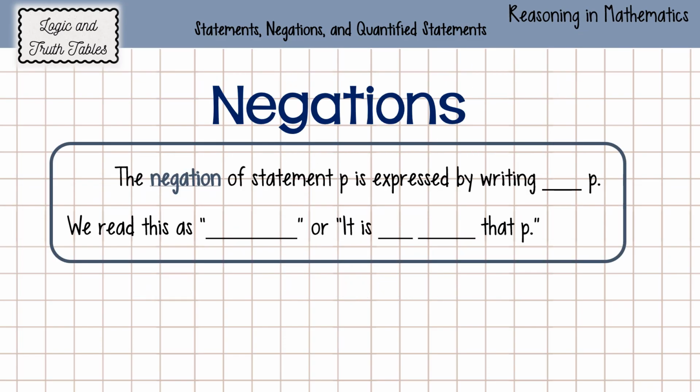Negations. The negation of statement P is expressed by writing that symbol in front of the P. We read it as not P, or it is not true that P. It depends on the situation which way we are going to word it, but that's negation, not P. So the opposite truth value.